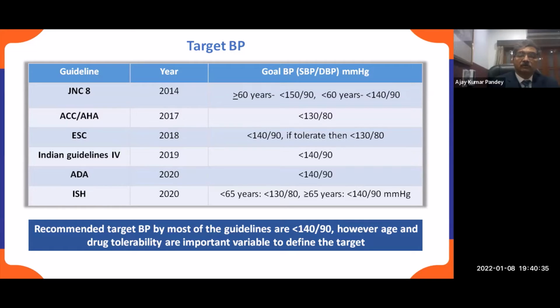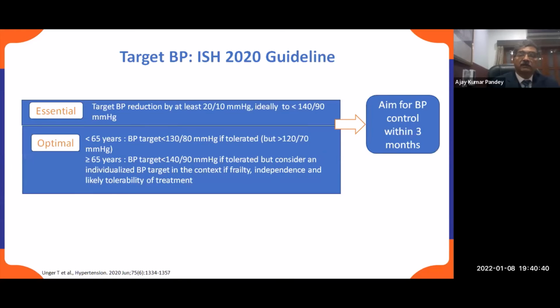And the drug tolerability are important variables to define the target, because elderly people many times won't tolerate. So the International Society of Hypertension guidelines say the target BP reduction by at least 20/10 millimeters, ideally less than 140 by 90, but optimal for less than 65 years, less than 130 by 80, but if tolerated, take them to 120 by 70.